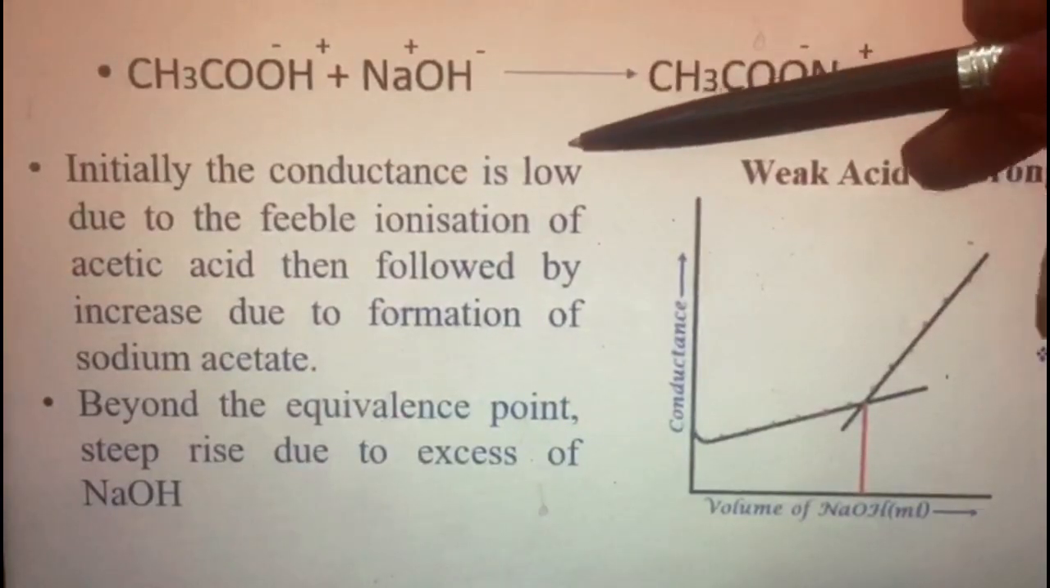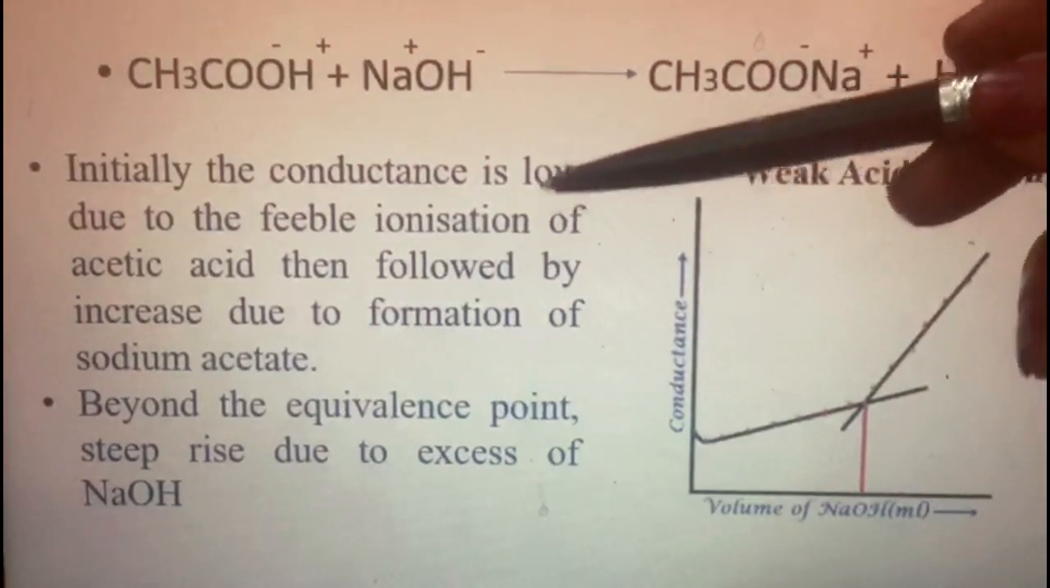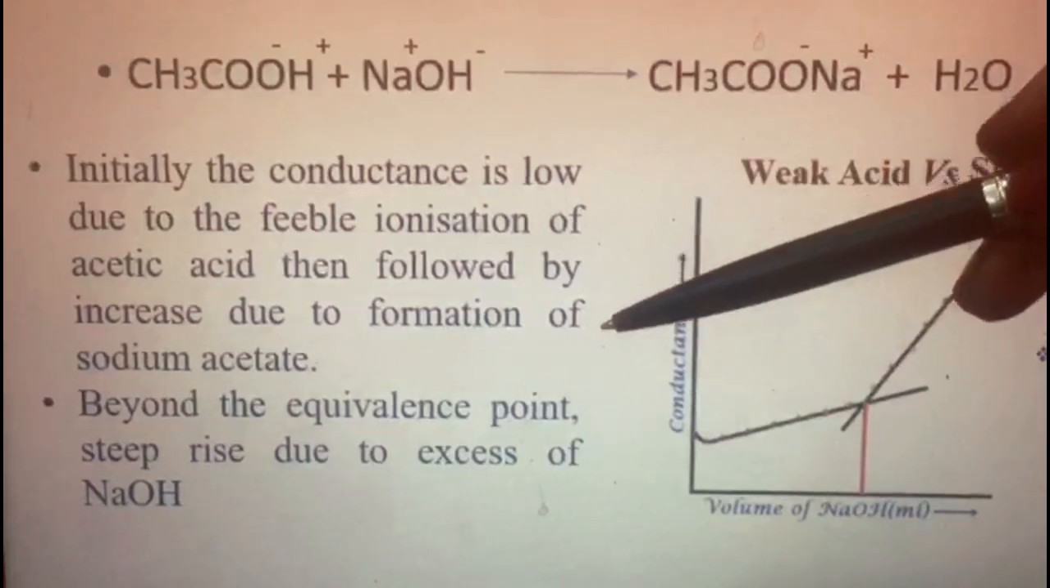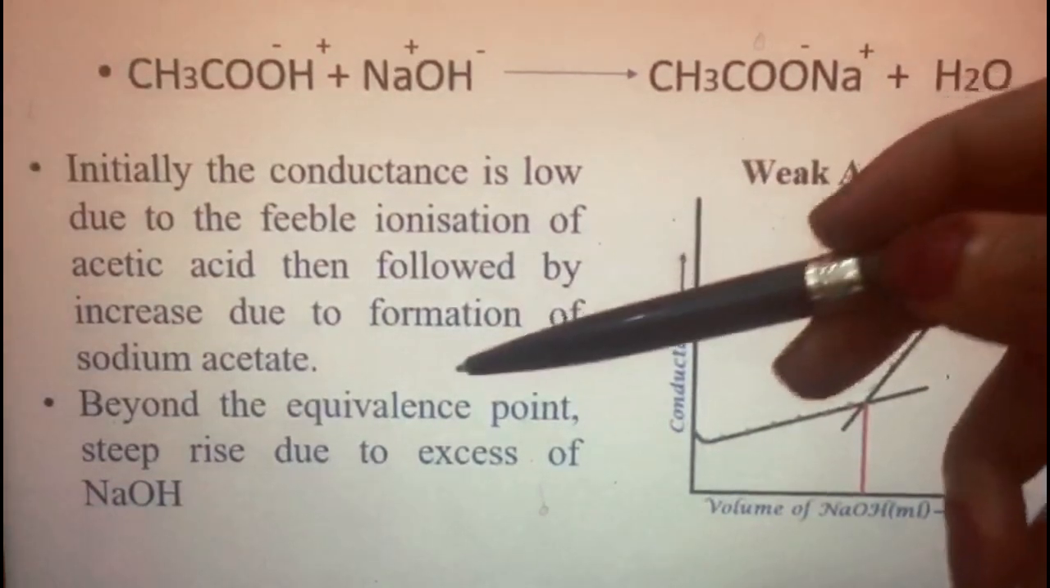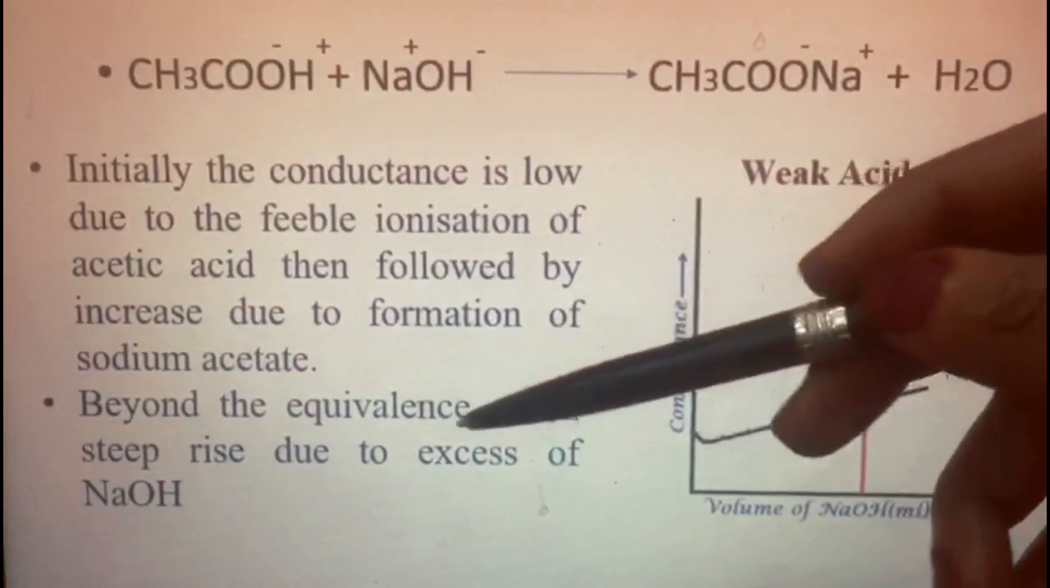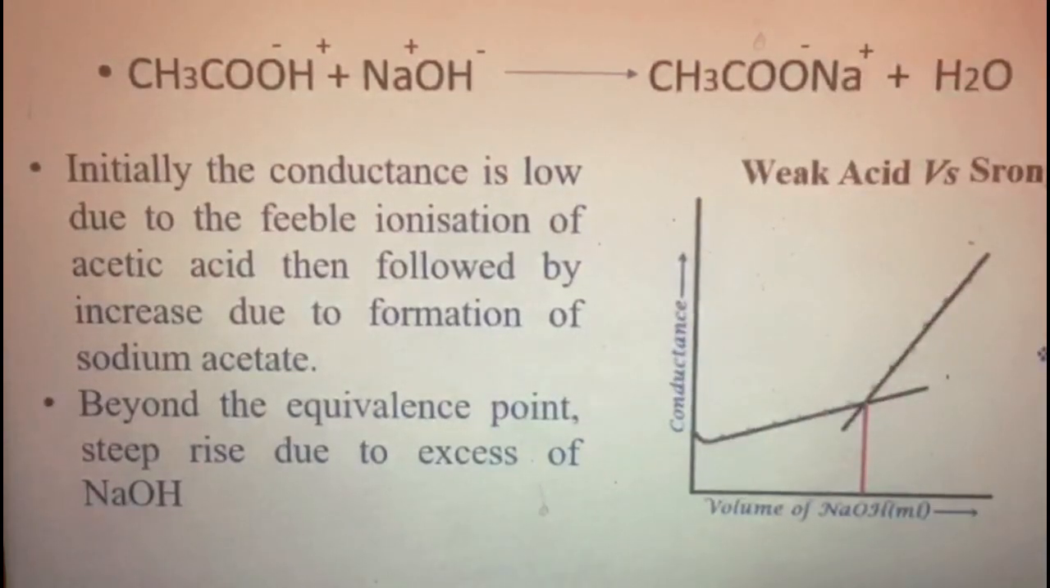So these are the points. Initially the conductance is low due to the feeble ionization of acetic acid, then followed by an increase due to the formation of sodium acetate. Then after the equivalence point, or after the neutralization point, there is a steep rise due to excess of sodium hydroxide.